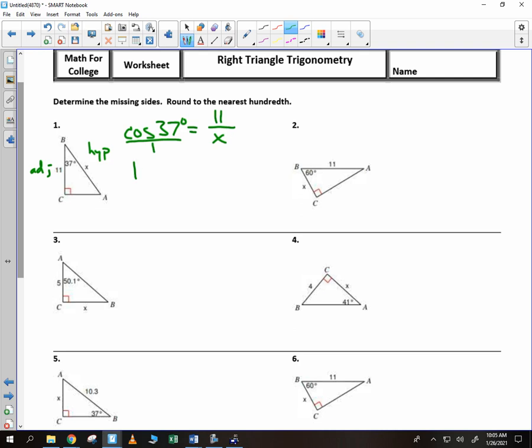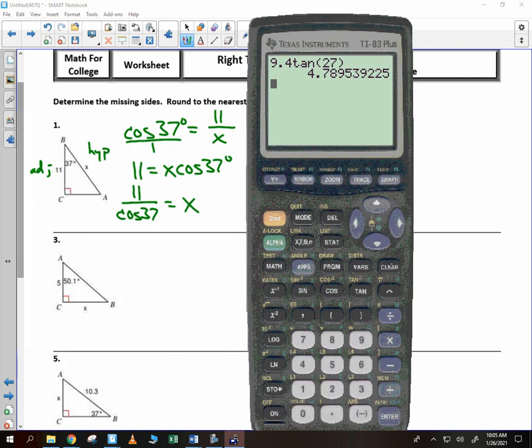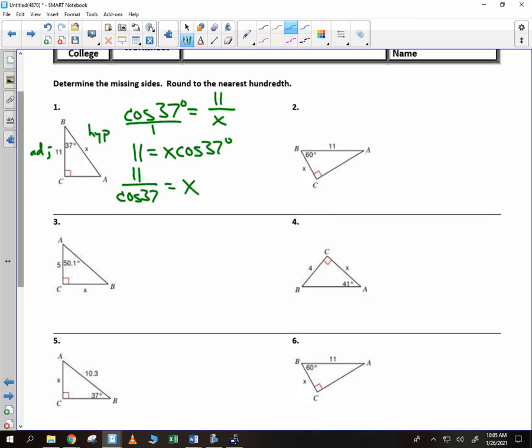I cross multiply and I get 11 is equal to x cosine of 37. If I'm going to solve for x, I must divide both sides by the cosine of 37. 11 over the cosine of 37 is equal to x. I take out my handy dandy calculator, and I get 13.77. Just like the examples we just did, correct?